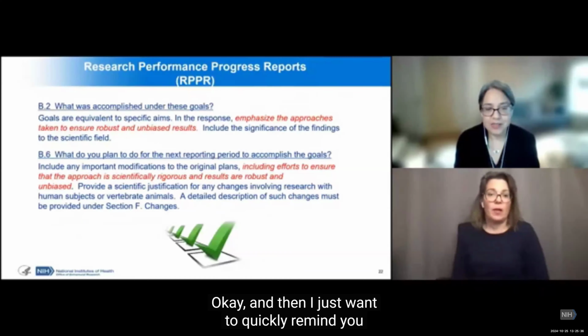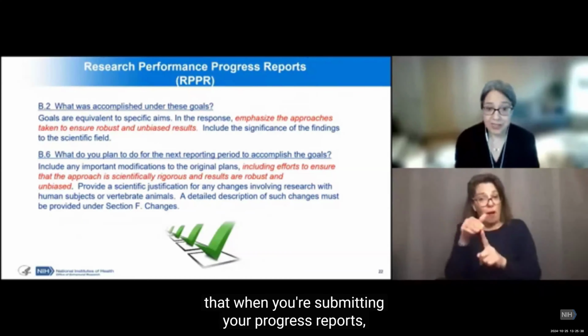Okay, and then I just want to quickly remind you that when you're submitting your progress reports, we are still looking at those progress reports with an eye for research rigor. So when we ask what was accomplished in these goals, you'll have to provide more information on the steps you've taken to ensure robust and unbiased results. And when we ask what your plans are for the next reporting period, you're going to include efforts to ensure that the approach is scientific and rigorous and results are robust and unbiased. So make sure that you don't ignore rigor when it comes to the RPPR, the progress report.